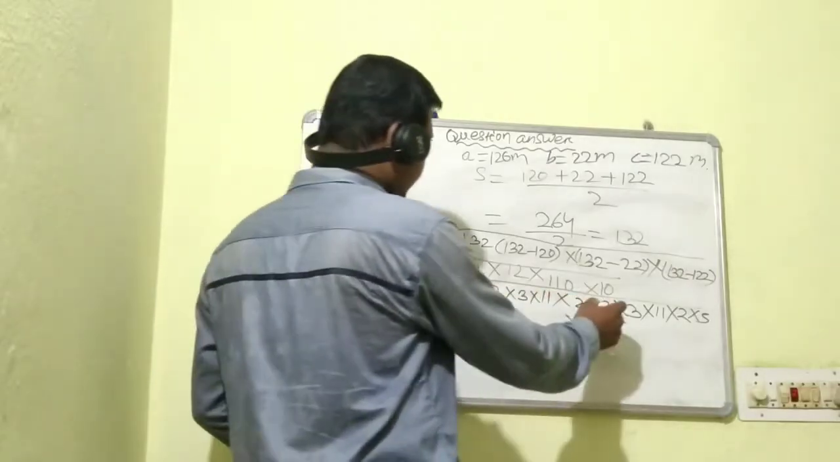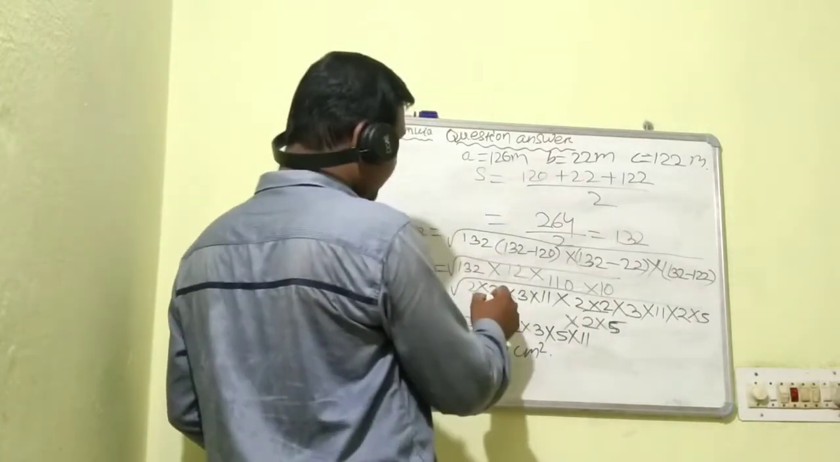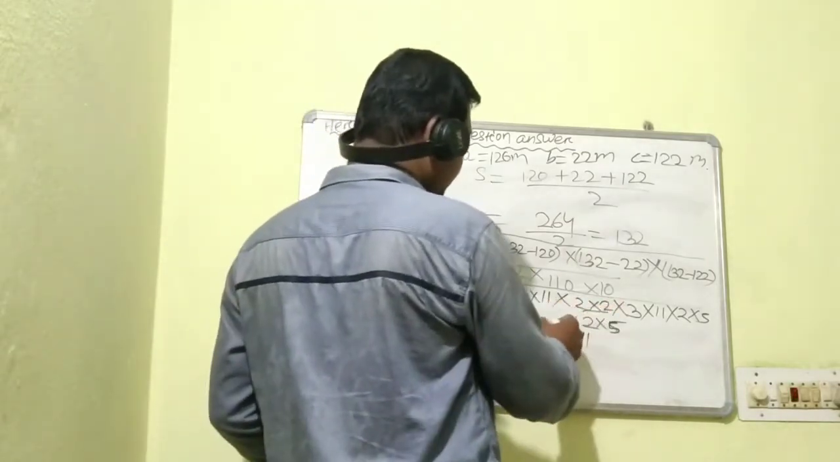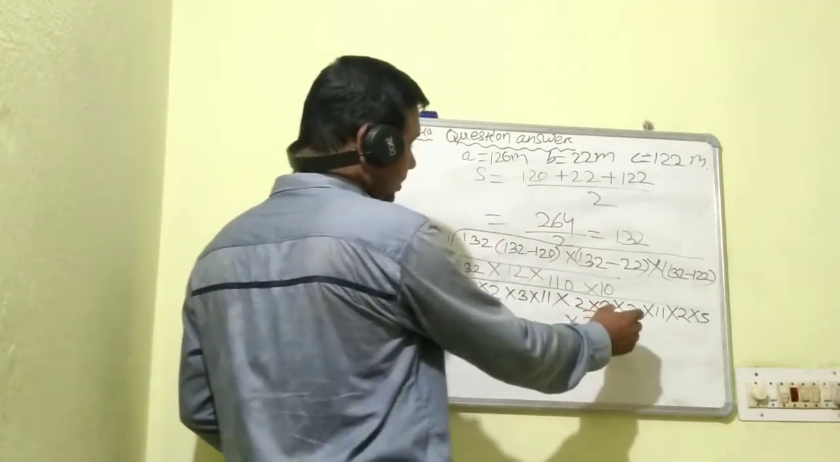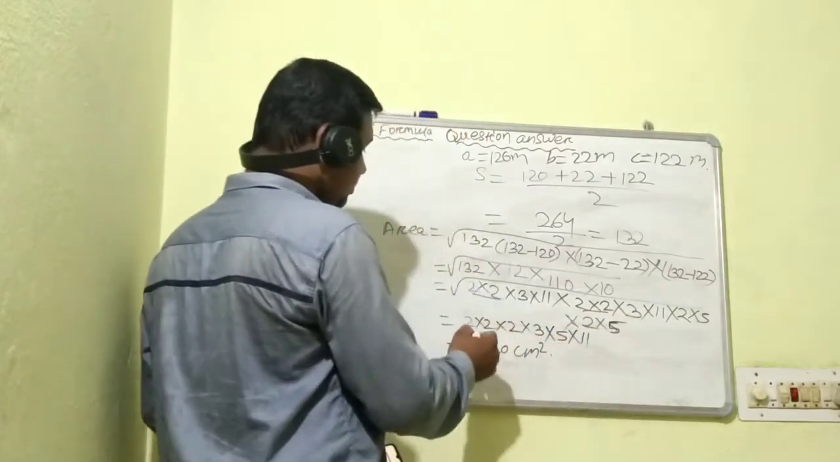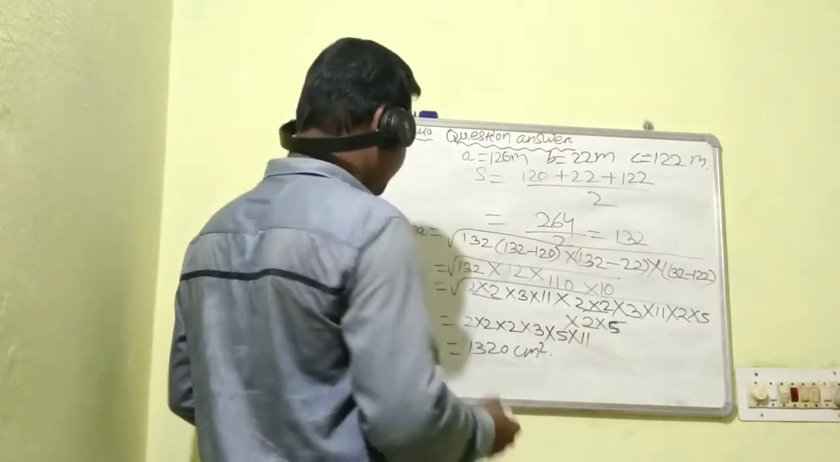Therefore, from each pair we will take one digit. So, 3 pairs of 2 are present, so three 2s, and from 1 pair of 3, so one 3. And 1 pair of 5, so one 5. And 1 pair of 11, so 11. So, the area will be 1320 centimeter square.